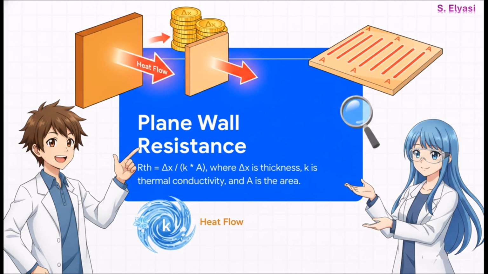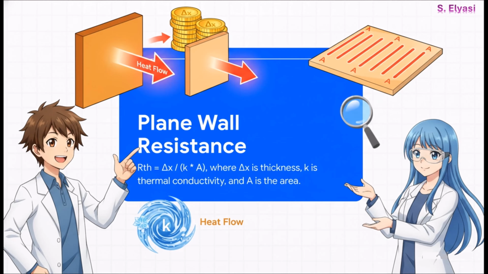Now this is what I love. This formula just makes sense. Look at it. If you want more resistance to stop more heat, what can you do? Well, you can make the wall thicker, increase delta x, or you can use a material with a lower conductivity, k. Makes sense. But what happens if you increase the area, A?